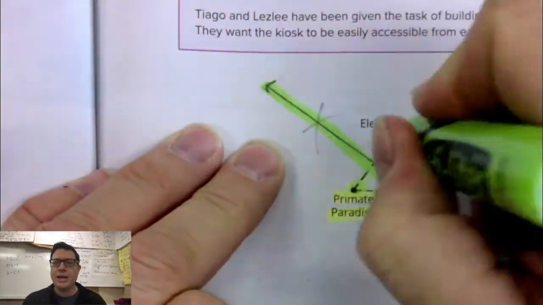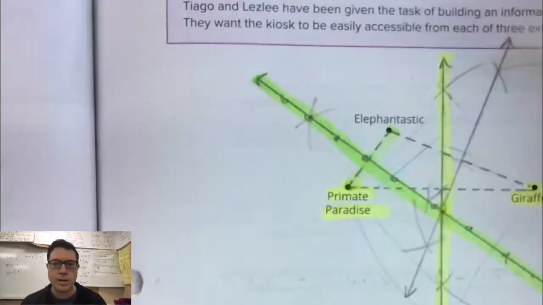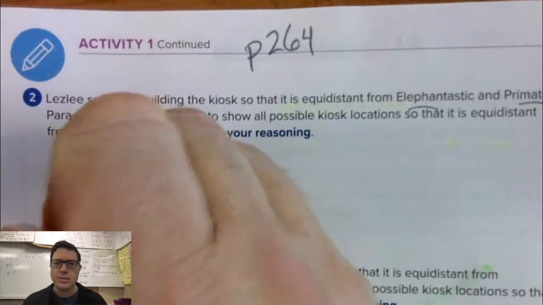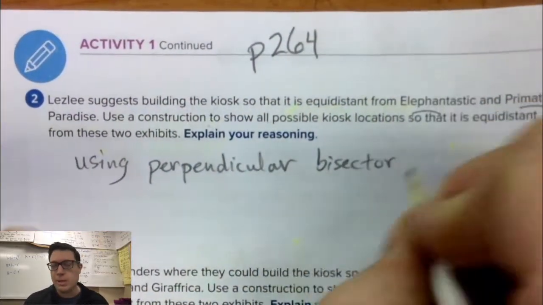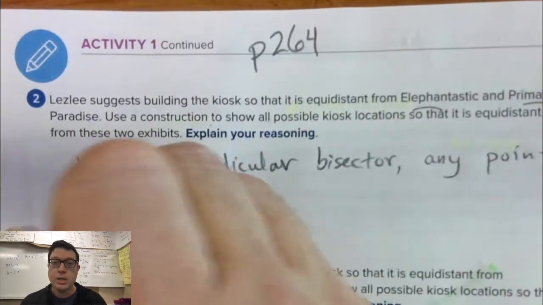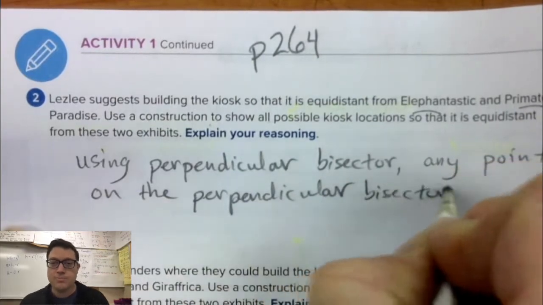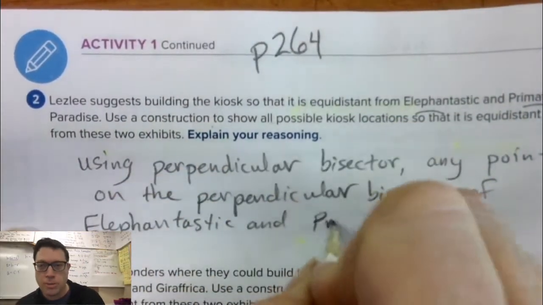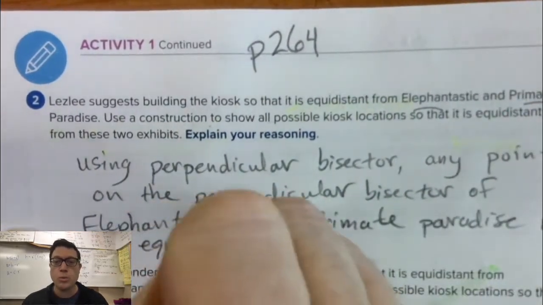Now let's go ahead and highlight, sketch in the perpendicular bisector between Elephantastic and Primate Paradise. And the question is, which point would be the best place to put the kiosk? Actually, any point on the perpendicular bisector is going to be equidistant from both. Leslie suggests building the kiosk so it's equidistant from them. Use constructions, there it is. Any point on the perpendicular bisector of Elephantastic and Primate Paradise will be equidistant to either of them.